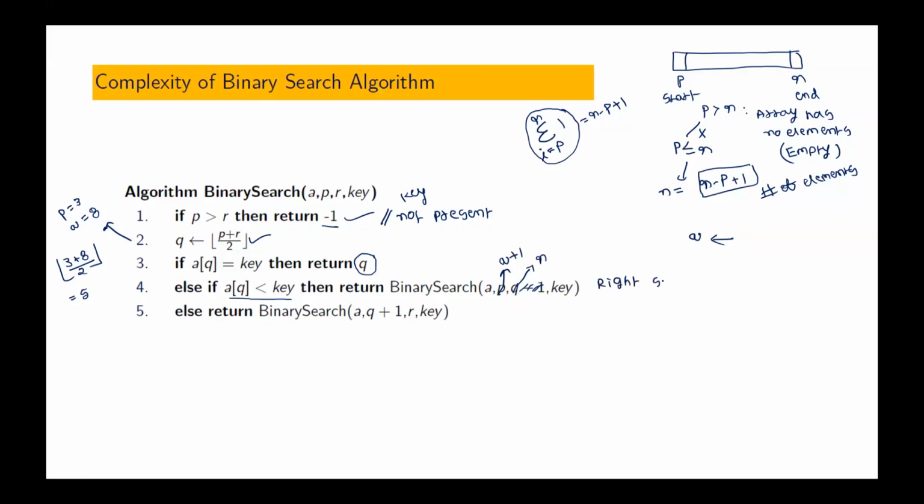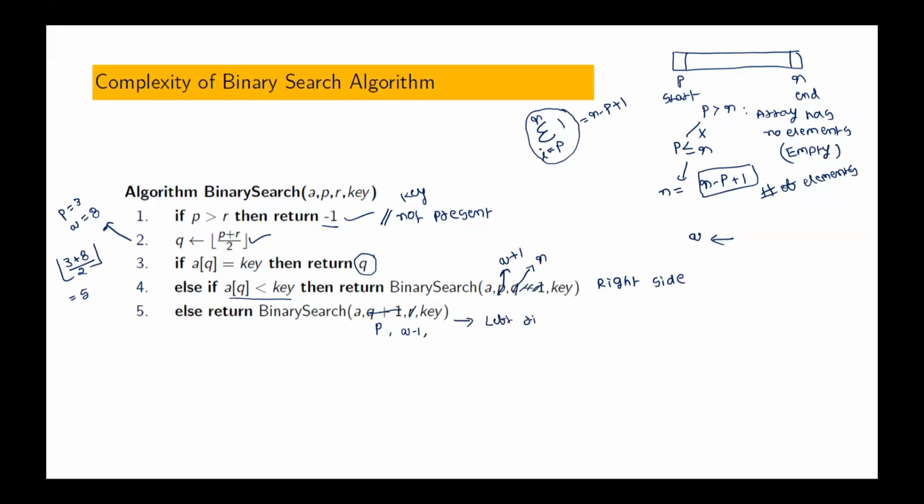If it is the left side, what is this value? P comma Q minus 1. Is that correct? Yes, sir. P comma Q minus 1 comma key. Is that okay? Okay. So this is the left side.